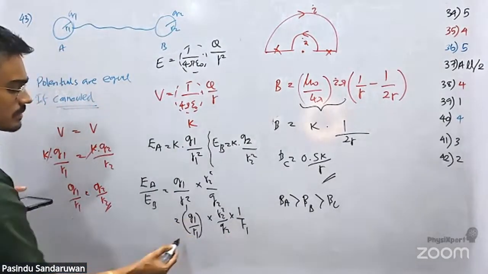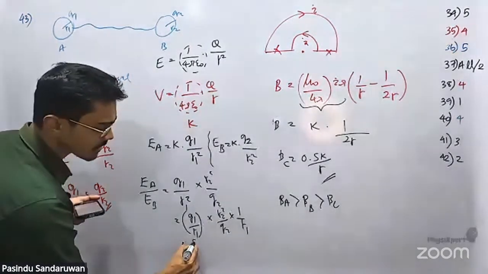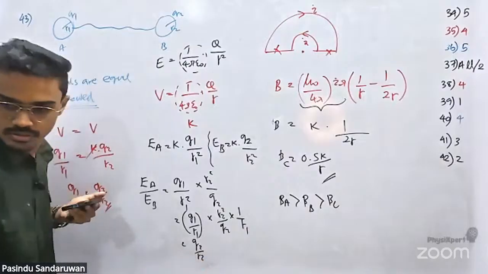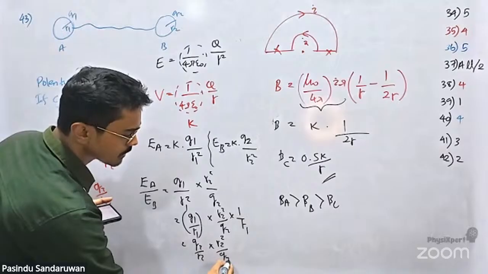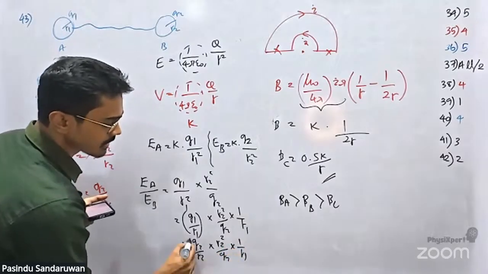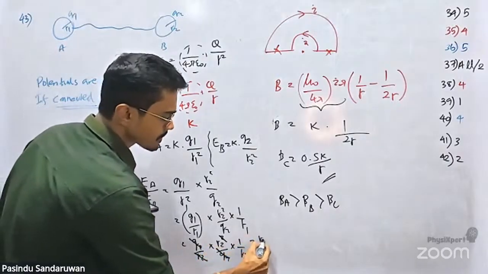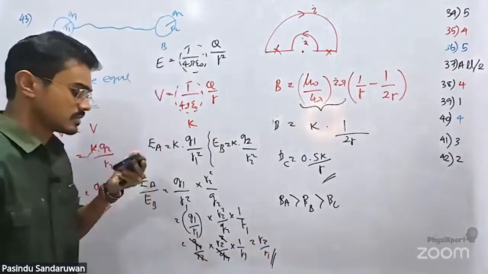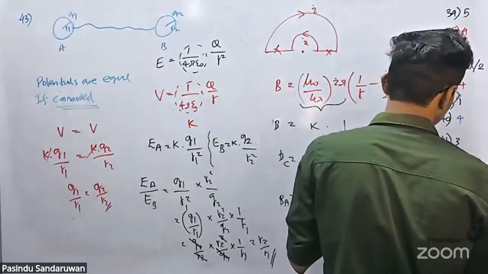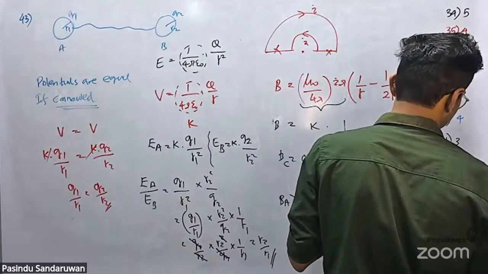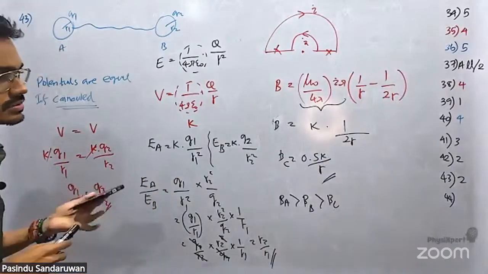Q1 over R1 can be substituted as Q2 over R2. This is Q2 over R2 times R2 squared over Q2 times 1 over R1. Q2 to Q2 cancels, R2 to R2 cancels. So the final answer that remains here is R2 over R1. Then 1 and R2 over R1, answer 2. For 43, answer 2. Right? Tricky question, a good question.